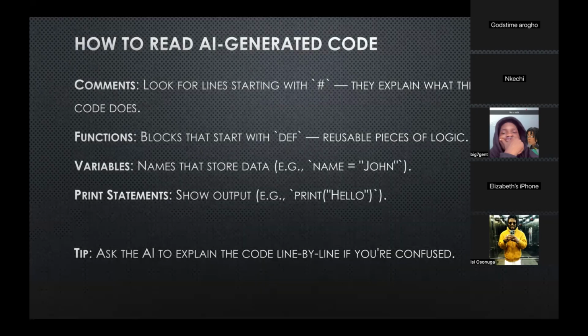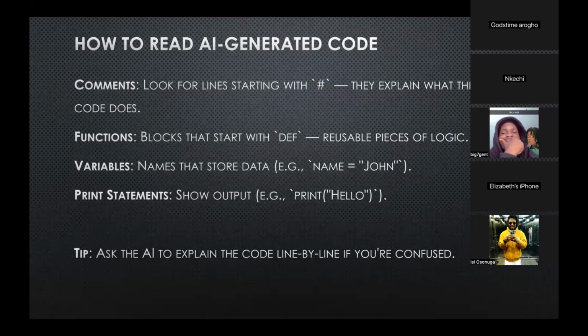Functions. These are blocks that start with def. So that's why I said when you start actually using your AI to code, over time you start noticing hash, def, and print to show output. But let me explain it. A function is like the logic behind your Python program. There can be hundreds of logic in a particular program. They will always start with def. So function blocks that start with def are a reusable piece of logic.